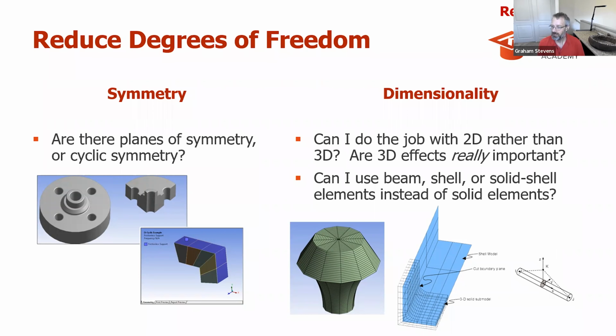And then on the dimensionality side, you want to ask yourself, is this an analysis that I can actually do in 2 dimensions rather than 3? So a lot of times with motors, we have axisymmetric parts or axisymmetric geometry. And in that case, we might be able to get away with a 2D analysis of the cross-section rather than needing to do a full 3D analysis. And sometimes there are 3D effects that are important, so you have to balance things. And then in Mechanical, can I use a beam element or a shell element or a solid shell element instead of solid elements? And that will reduce the amount of elements, nodes needed to solve and speed up analyses as well on the dimension side.